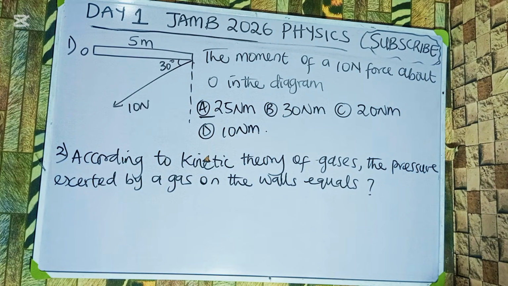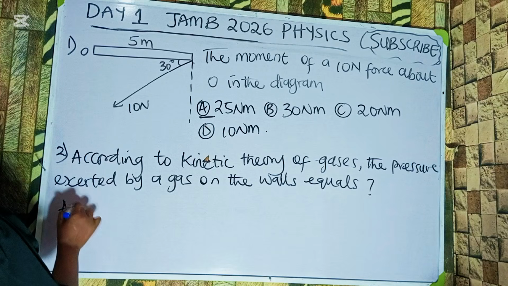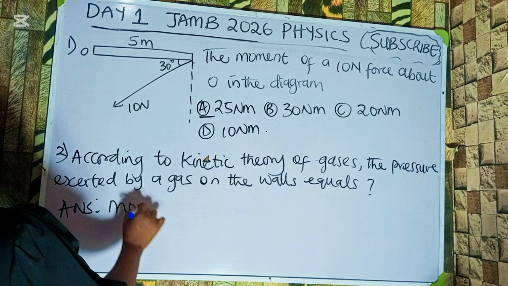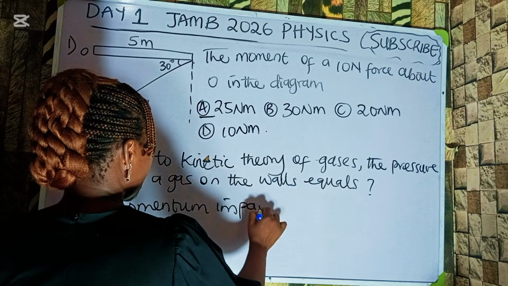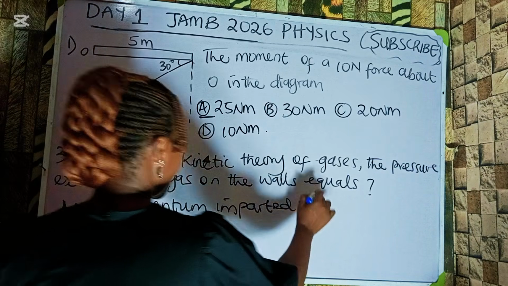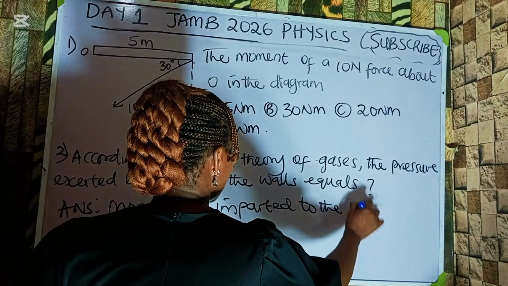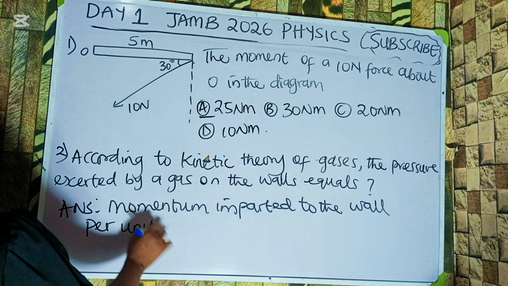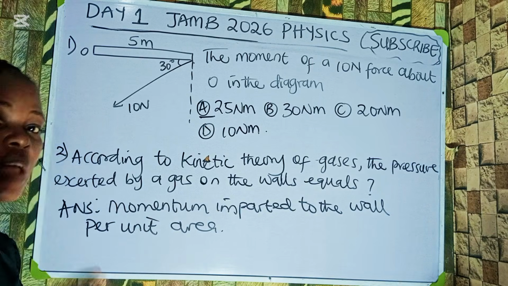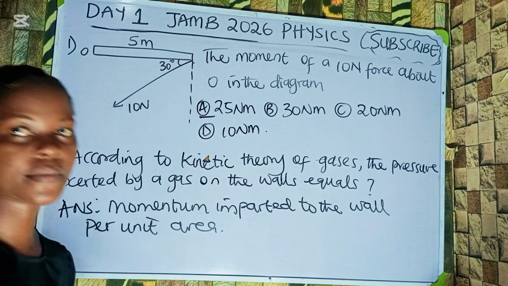Question 2. According to kinetic theory of gases, the pressure exerted by a gas on the wall equals what? The correct answer to this question is momentum impacted to the wall per unit area. So let me just write it for you. The answer is momentum impacted to the wall per unit area. In case you see a question like this, this is the correct answer.